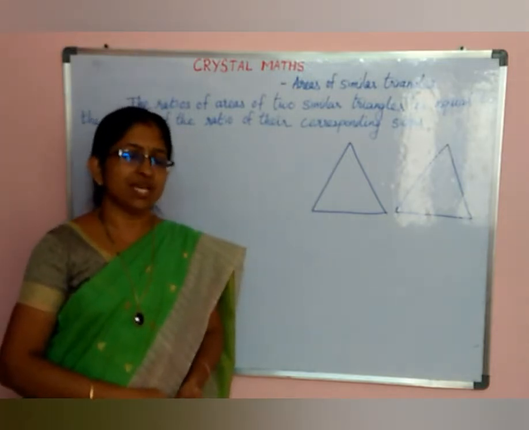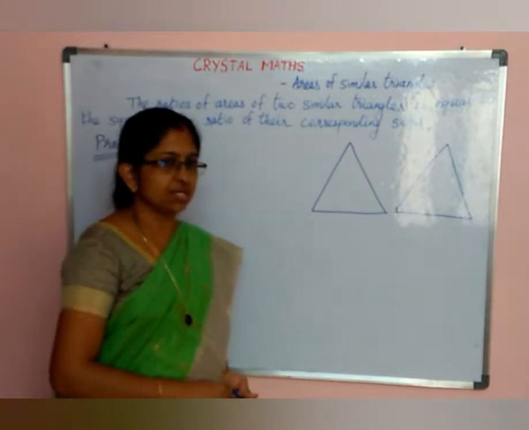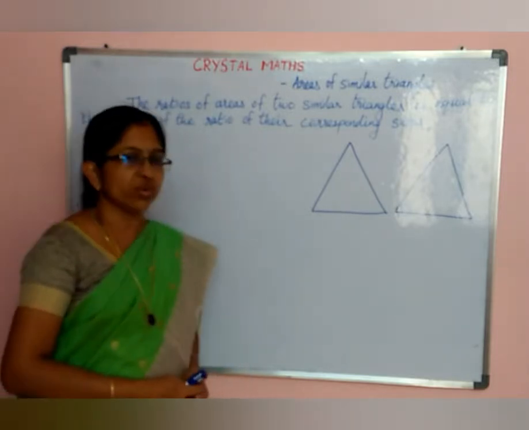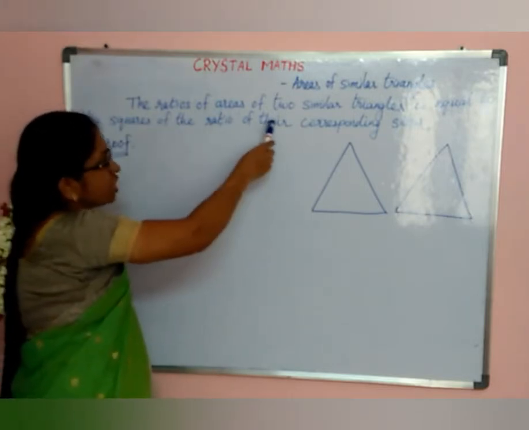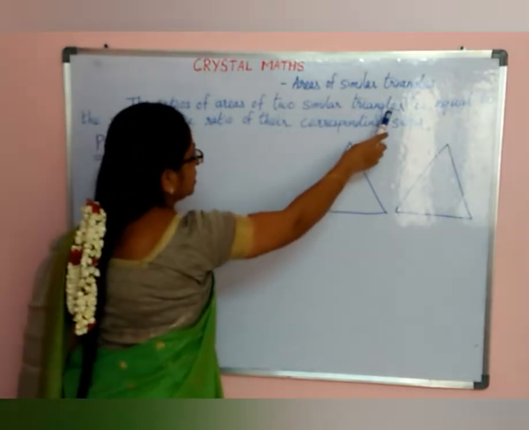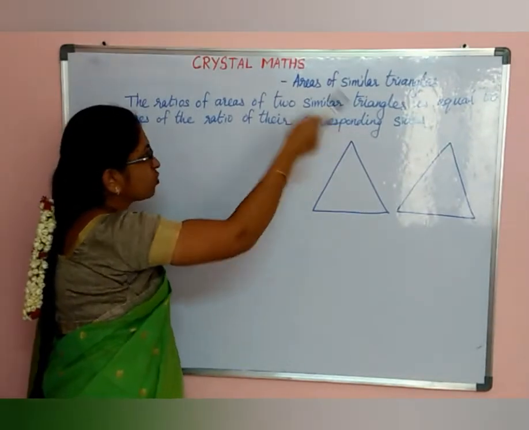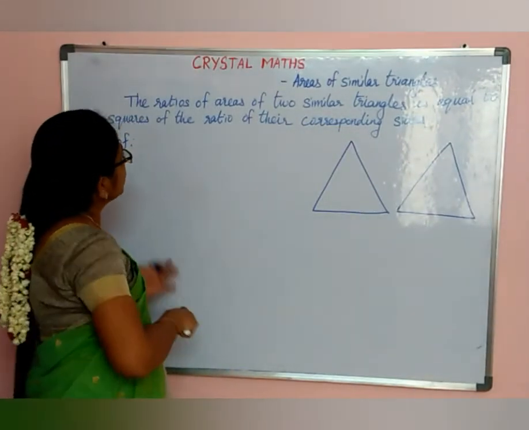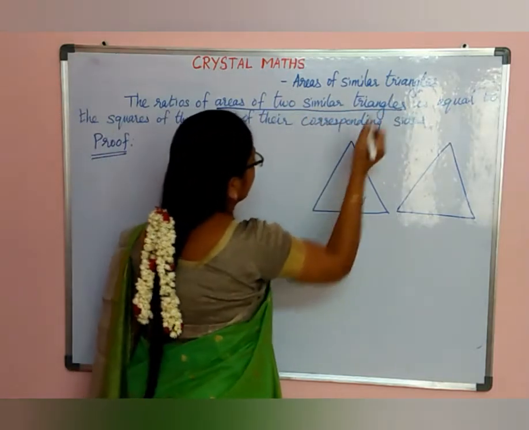Today we are going to see, in class 10, areas of similar triangles. In that we are going to prove one theorem. Let us see that. The ratio of areas of two similar triangles is equal to the square of the ratio of their corresponding sides.